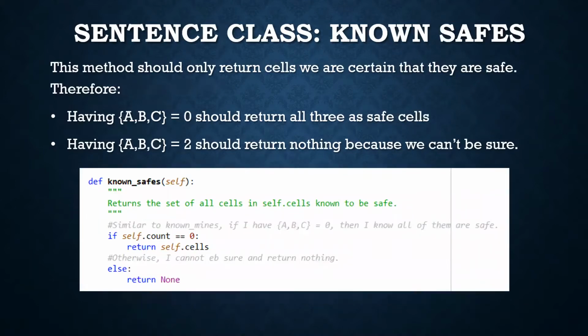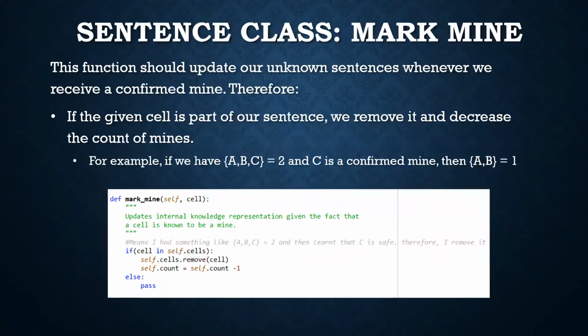Similarly, our known safes function will do exactly the same, except we will return the set of cells only if the count is 0, because this means that all of the cells are safe. Otherwise, we have uncertainties and we cannot return anything.